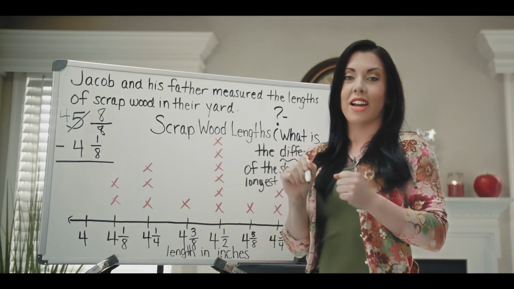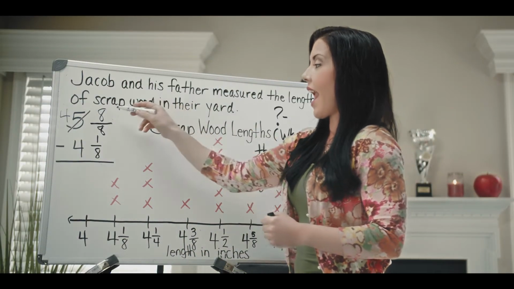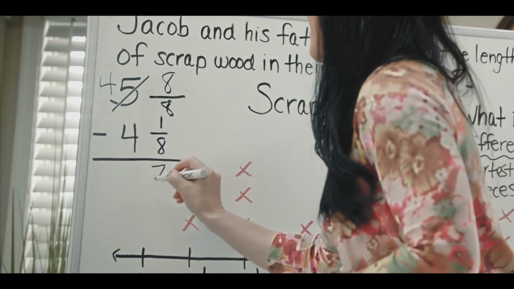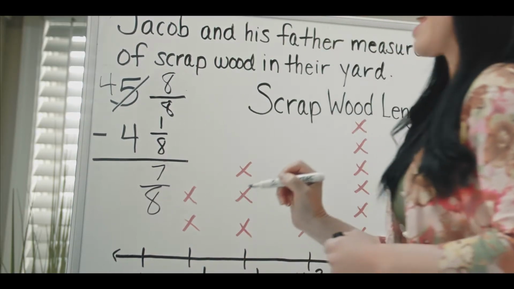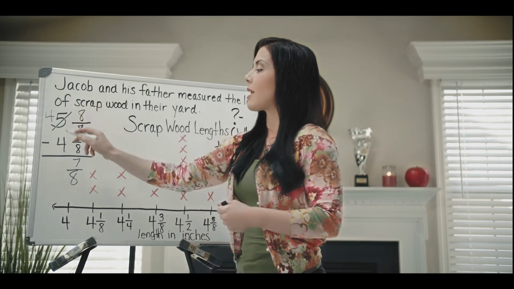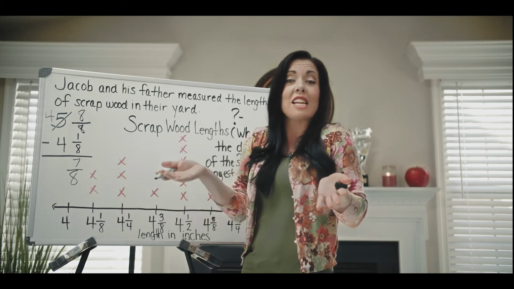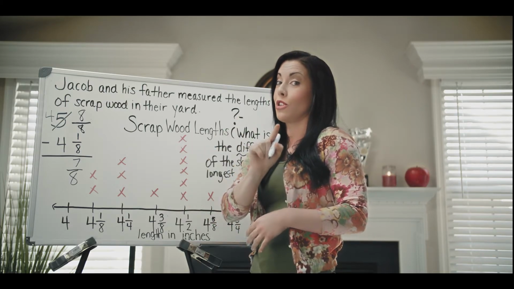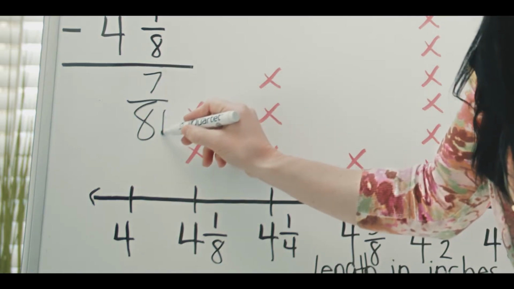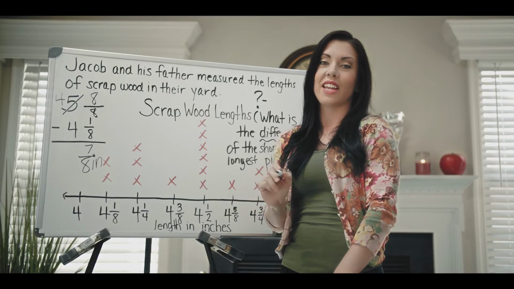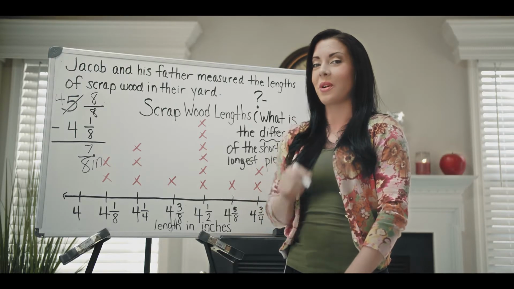So now I'm ready to subtract. 8/8 minus 1/8 is 7/8. And I don't have to do anything with my whole numbers because 4 minus 4 is 0. I don't need to do anything there. The last thing I need to make sure I do is label. 7/8 of an inch. Nice work.